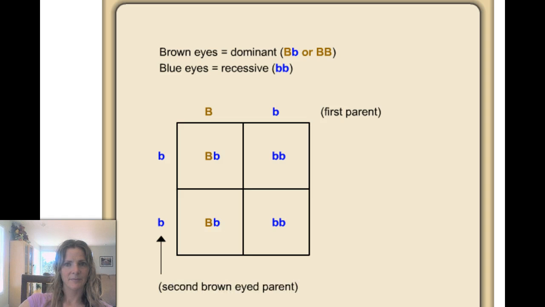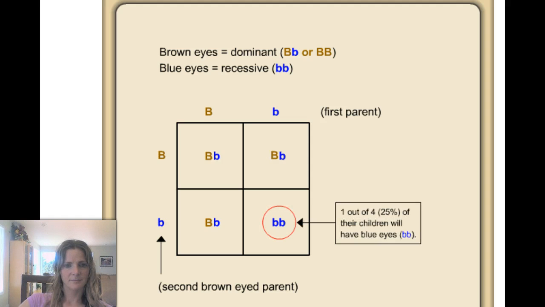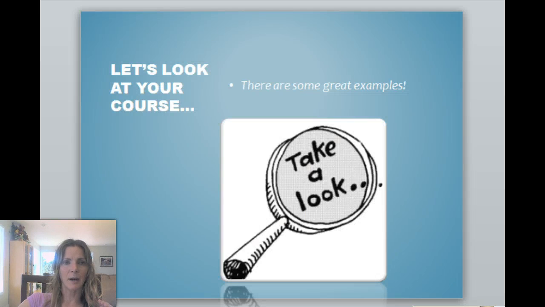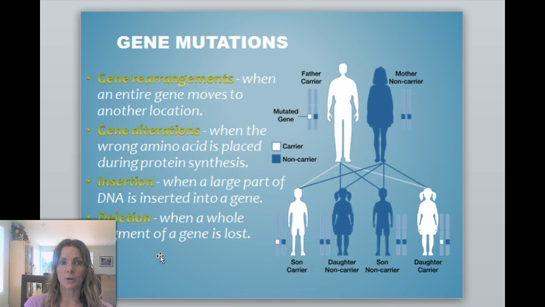Punnett squares show us how it is possible for 2 brown-eyed people to have a child with blue eyes. If they are both carrying a blue-eyed gene, then 25% of their children should have blue eyes. Okay, so there you have just a little bit of practice, and we're going to do this together in class. But let's keep going because there are some more things mentioned in your unit.